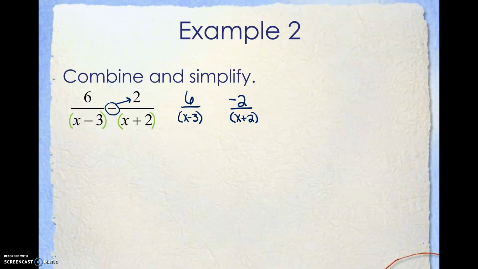Now we get to start making the denominators match. The first denominator has x minus 3. So what does the second denominator need? X minus 3. But you can't just put it on the bottom. Whatever you do to the bottom of the fraction, you have to also do to the top of the fraction. Now, both fractions have an x minus 3. What does the second fraction have that the first fraction doesn't? X plus 2. So we need to put an x plus 2 on the top and the bottom of the first fraction.